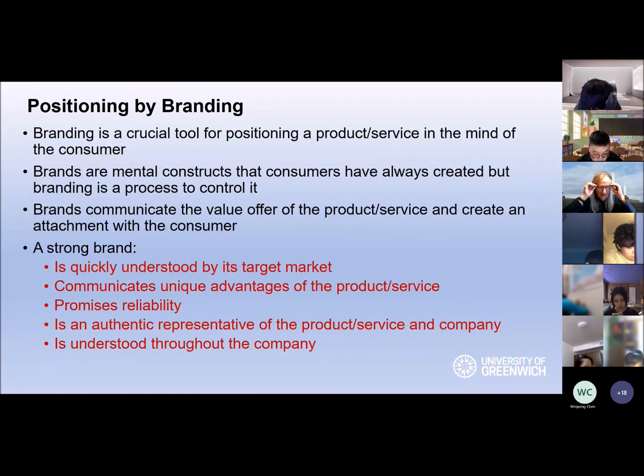Something that helps with positioning is branding. So branding is also something that exists in the mind of the consumer. It is again a mental construct. You can't give something the brand image that you want it to have. It has to be done with the cooperation of the consumer. And if the consumer disagrees with you, if you've messed up your branding strategy, then you'll end up with the wrong brand image. But it's very important, branding.